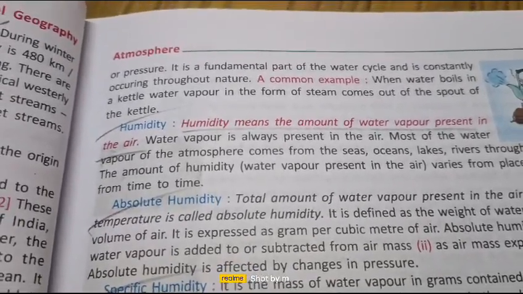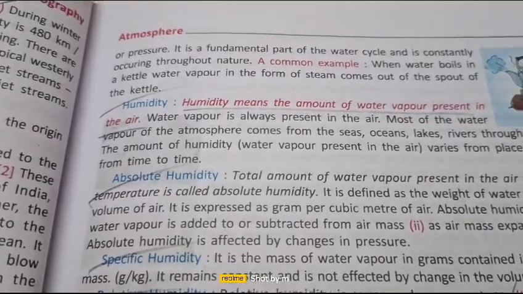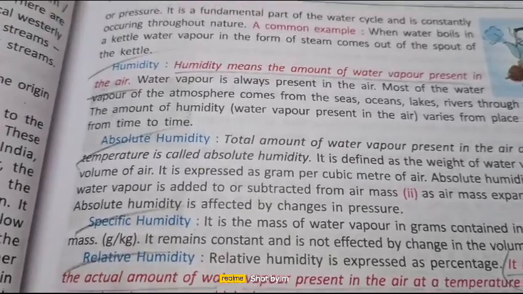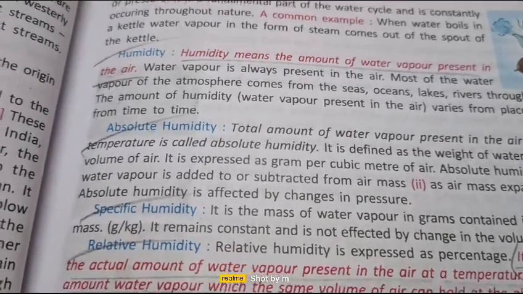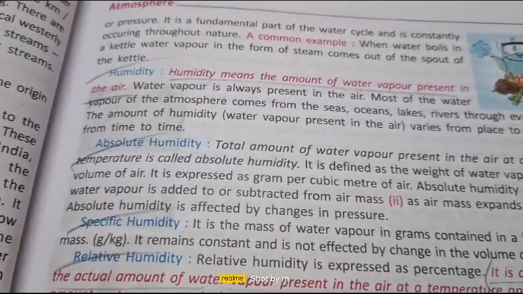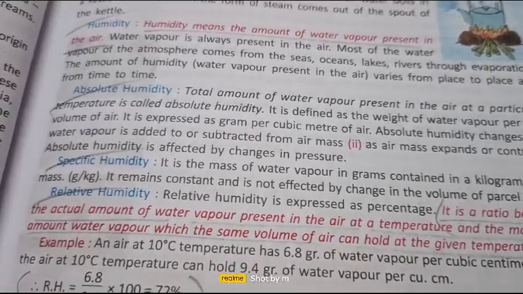Humidity means the amount of water vapor, as I told you, present in the atmosphere. Water vapor is always present in the air. Most of the water vapor in the atmosphere comes from the sea, ocean, lakes, nearby water tanks, wherever it is. The amount of humidity varies from place to place and time to time.